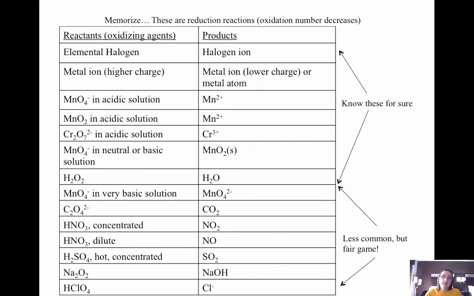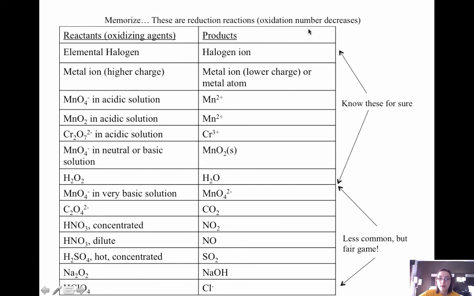Now this is the list of reduction reactions. Okay, so these are oxidizing agents. These are things that undergo reduction. You need to memorize these. So the ones that say know these for sure, these are the ones that you need to know for sure. Right? And it tells you the reactant and it tells you the product. So elemental halogen like Cl2 will form Cl-. The metal ion that's in the higher charge will form the metal ion of the lower charge. So like iron 3 will be reduced to iron 2.